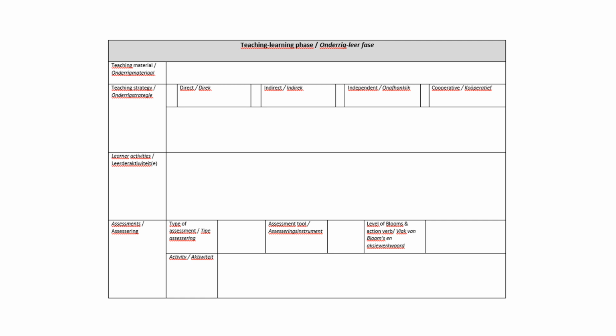Level of Bloom's. Am I just testing knowledge? Am I testing understanding? Am I testing creation? And then you need to set out the activity, word for word. What do you expect them to do?